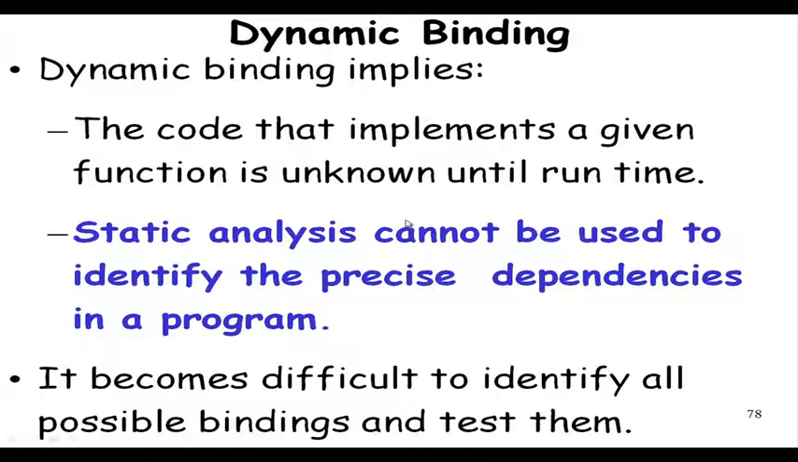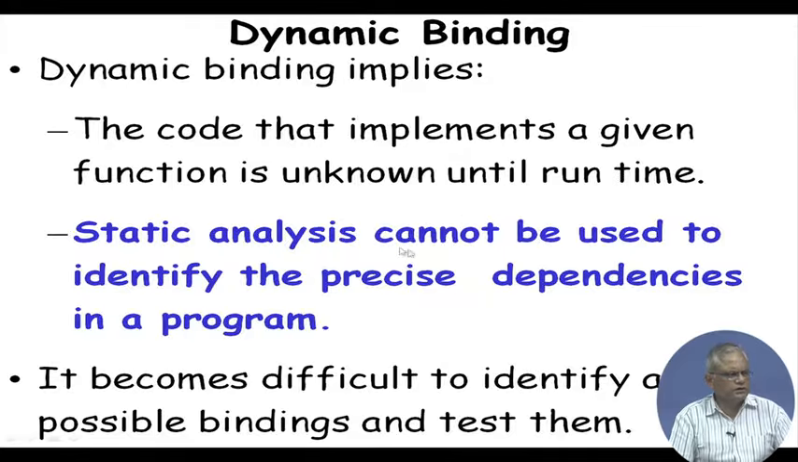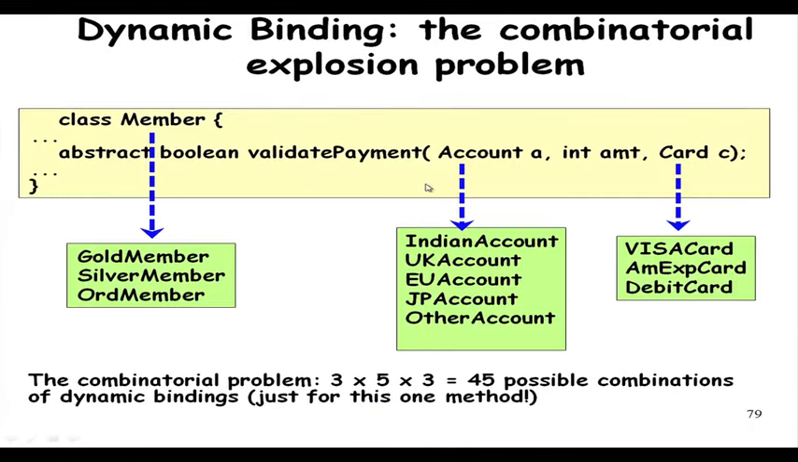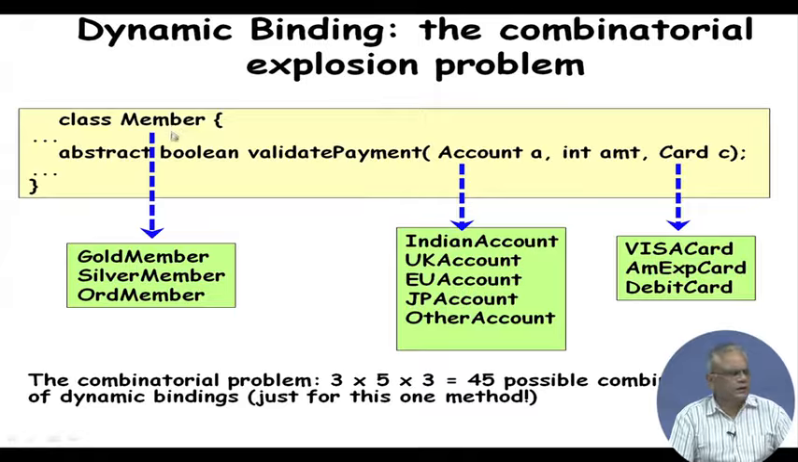So, dynamic binding is a cause for concern in testing, because we do not know what bindings may occur. We cannot use just code analysis, static analysis, to find all the dependencies that may occur in a program. Just to give an example, let us say we have a class member and a method here, boolean validate payment.